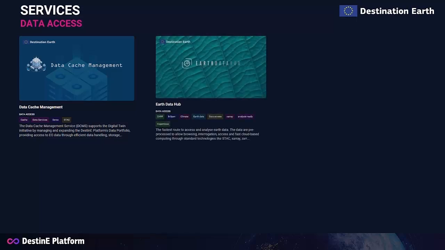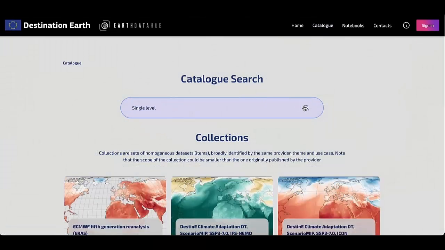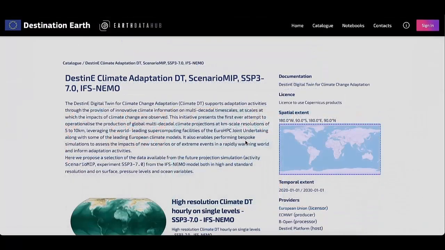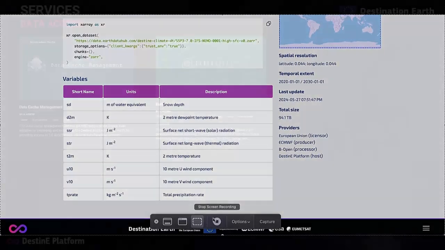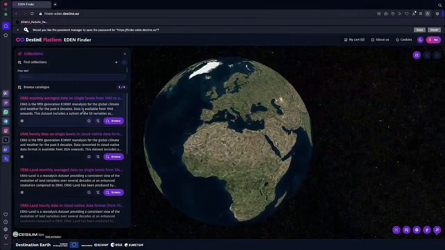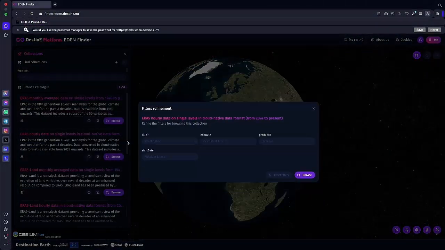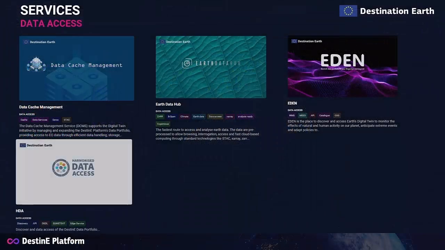The Earth Data Hub service provides pre-processed analysis-ready data optimized for cloud computing. This is a solution aimed at simplifying the day-to-day work of developers and scientists through making complex data easily searchable and accessible through standard technologies and formats like STAC, Xarray, Zarr. The EDEN service allows access to the datasets through either a web-based user-friendly interface or through APIs for a more programmatic approach. The harmonized data access service provided by EUMETSAT relies on the use of the STAC standard, an open specification designed to improve the discovery and accessibility of geospatial data.